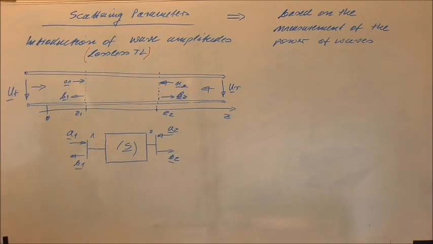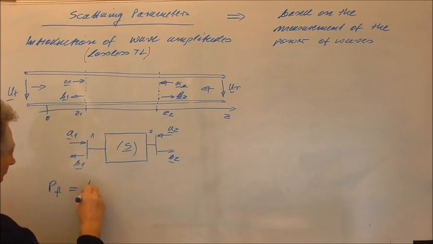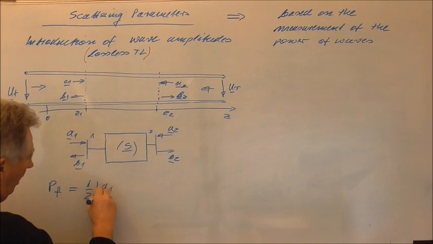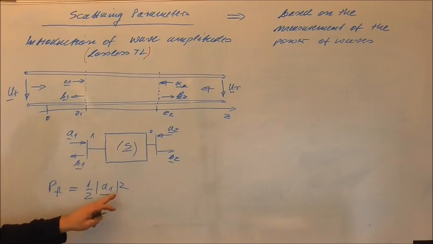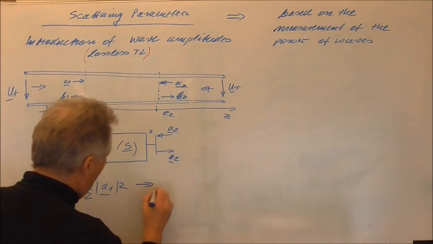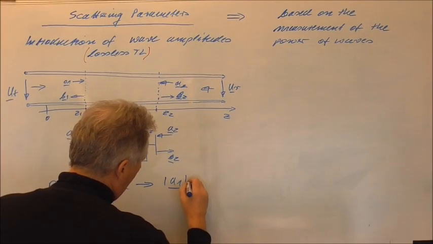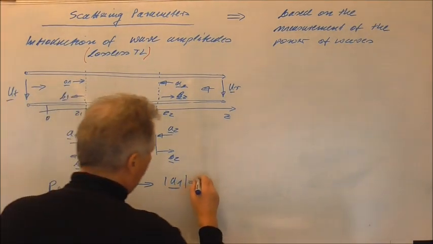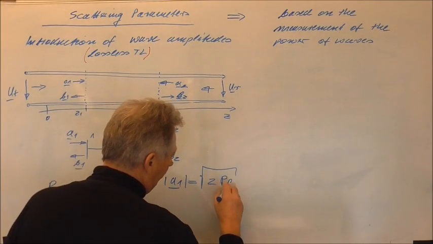power of waves. So we say the forward traveling wave, for example, carries a certain power, and as a result I will want to get this power as 1/2 A1 absolute value squared. So you see here the power of the forward traveling wave is related to the wave amplitude, or we can from this equation write that the absolute value of A1 is given as the square root of 2 times the power of the forward traveling wave.